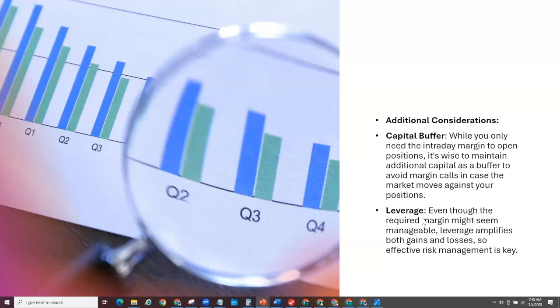So, and here on leverage, even though the required margin might seem manageable, leverage amplifies both gains and losses. So effective risk management is key. So just because forex brokers give you 50 to 1, $50,000 of capital available for every $1,000 invested, it doesn't mean that you take all of that margin.